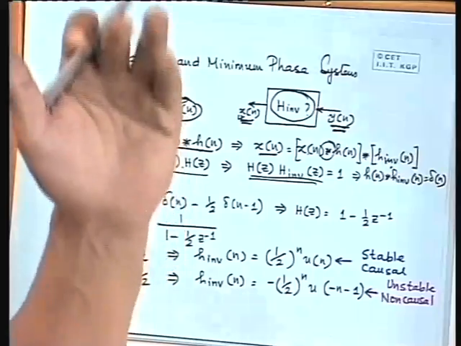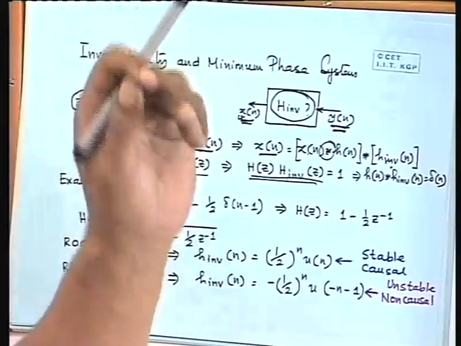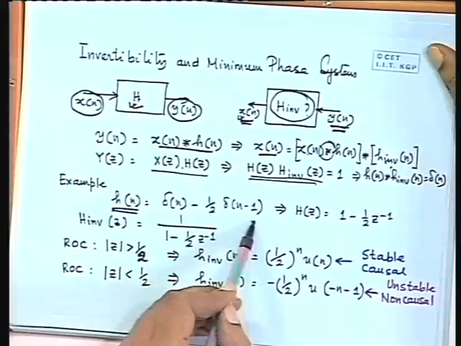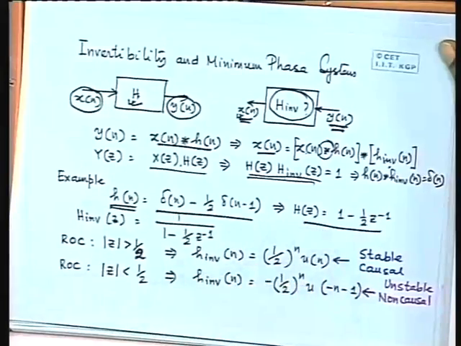It is nothing but 1 by H(z), right. Now the question is, if it is 1 by H(z), I want to finally find out x(n). So I have to convolve. For example, if h(n) is suppose this, delta(n) minus half delta(n minus 1), then H(z) is this.